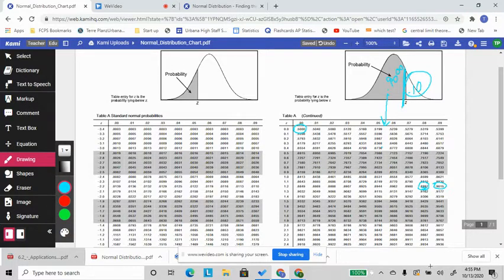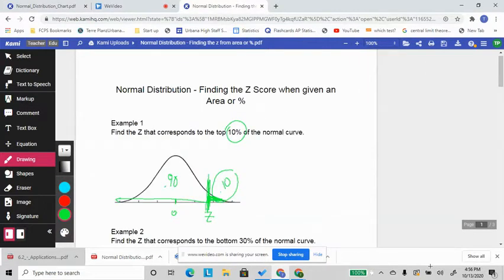So we're going to say the z is go out and over, and my z is 1.28. And we're on the positive side because this area is over 50% here. So go back, and our z is just positive 1.28. All right, let's try another one.